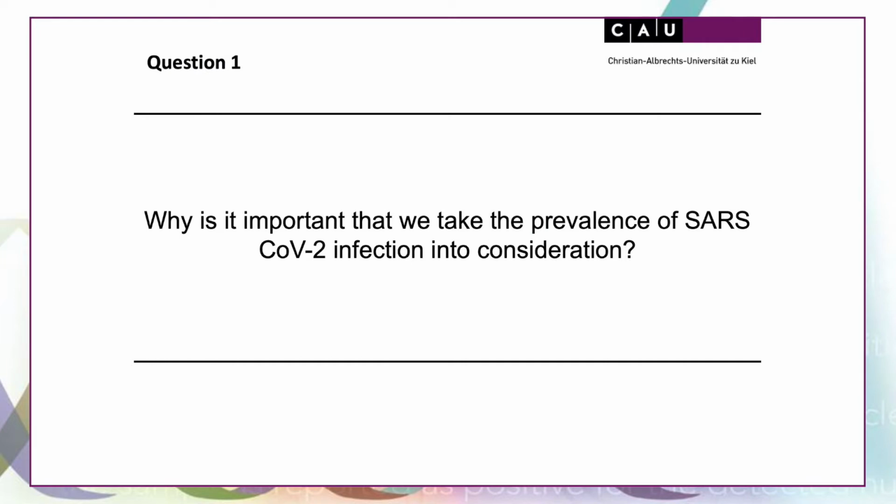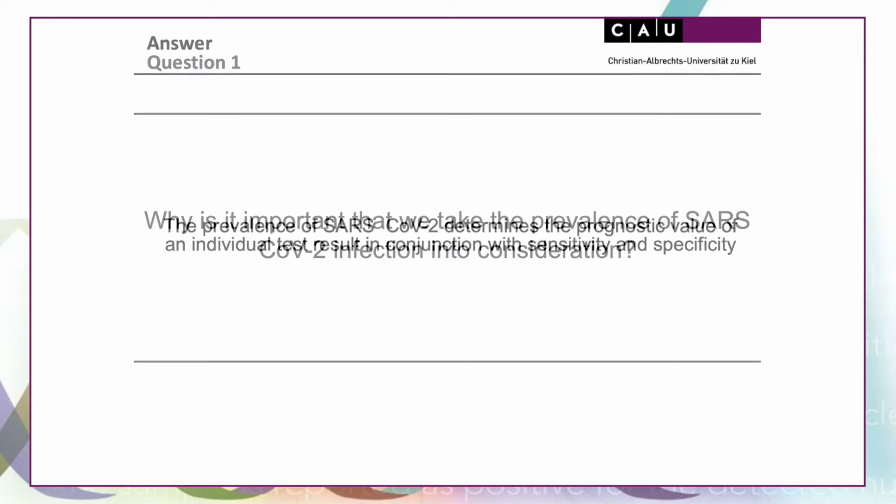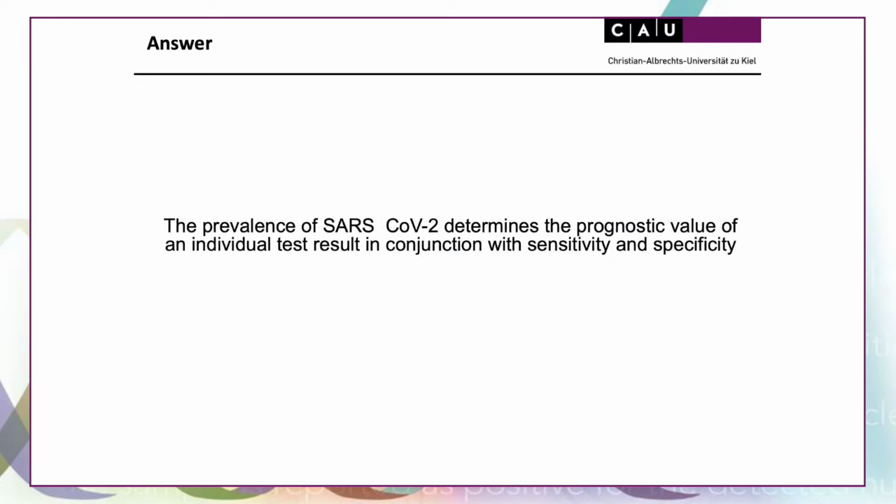Let's now come to the first question. With respect to the test, why is it important that we take the prevalence of SARS coronavirus 2 infection into consideration? The answer is quite simple. The prevalence of SARS coronavirus 2 determines the prognostic value of an individual test result in conjunction with sensitivity and specificity.